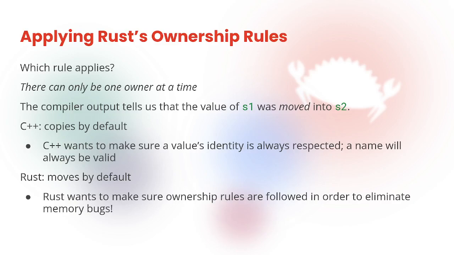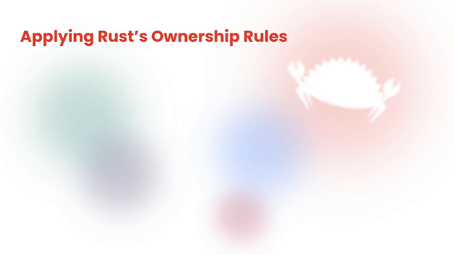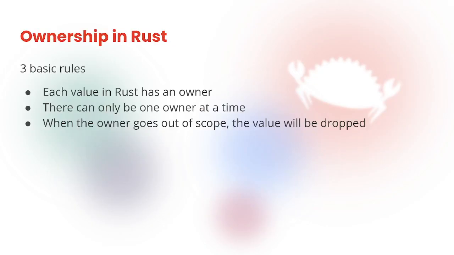But Rust moves by default. Rust wants to make sure that ownership rules are followed in order to eliminate memory bugs. So it always follows these ownership rules, even though the result might be something that you are surprised by. Your variables don't work anymore, right? You can't access your variables anymore. But that's because you have to keep these in mind.